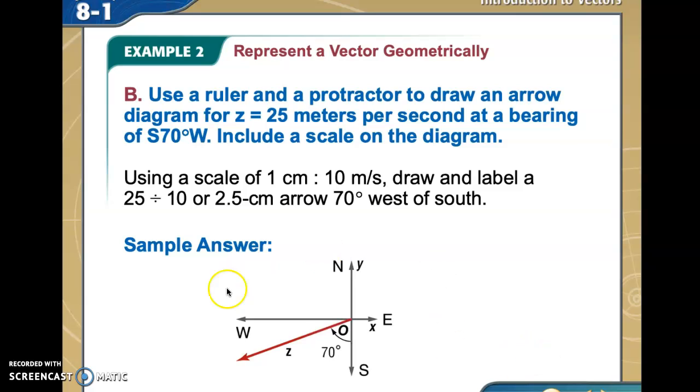So you can see here, this is the north, this is south, and from south you go in the west direction and make a 70 degree angle. You can put the protractor here, and from here start the 0 and then 70, make a point and make the arrow.